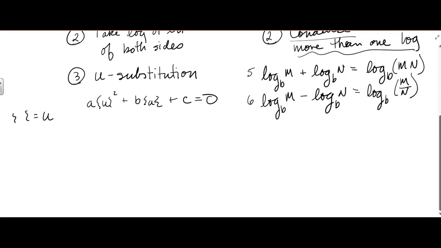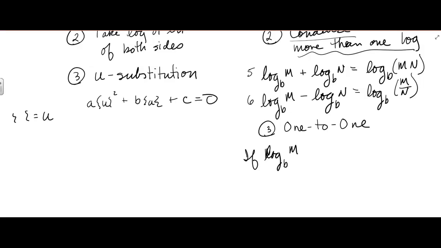Then we had the one-to-one idea. And so that says if you have log base b of m, and it equals the log base b of n, then you can just pop out those logarithms. Then m equals n, and then you can solve from there.